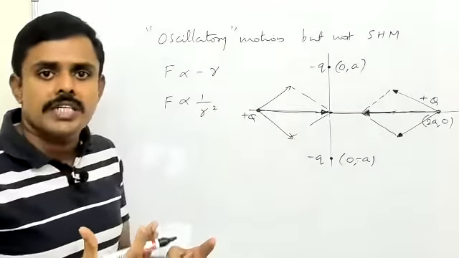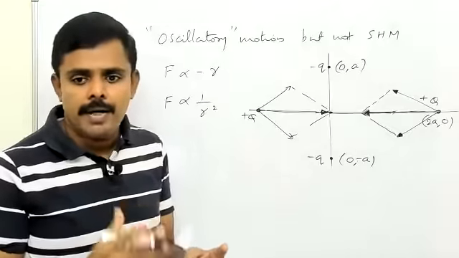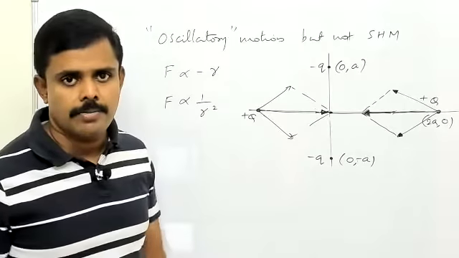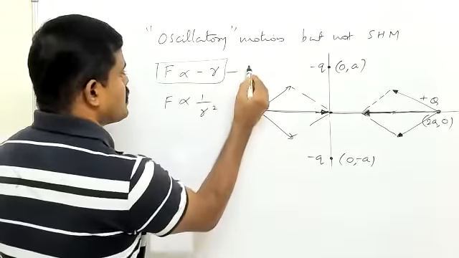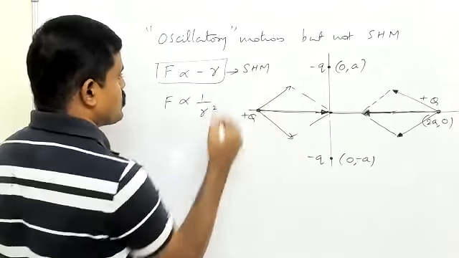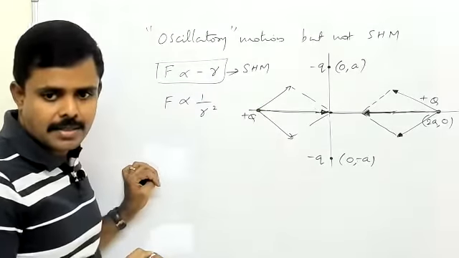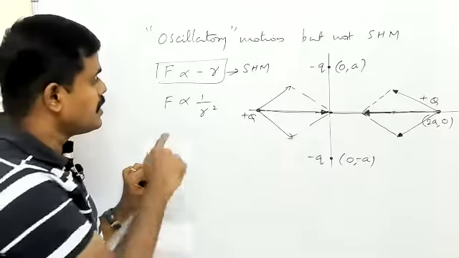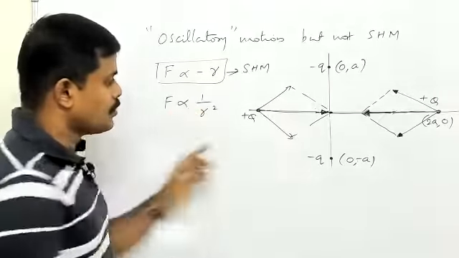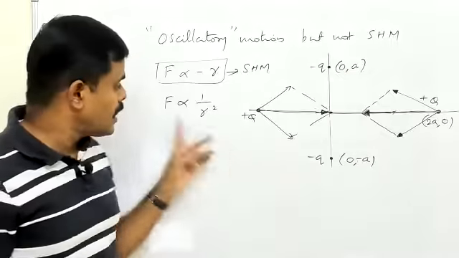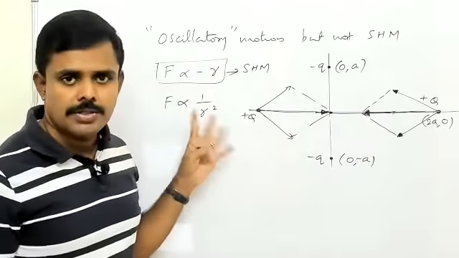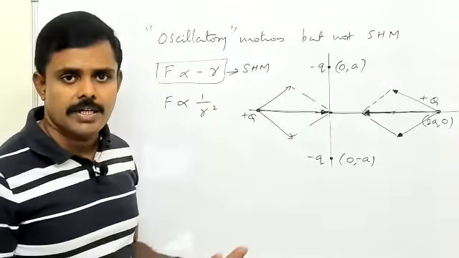Now, the next thing is to check whether it is simple harmonic motion. It is not simple harmonic motion. Why? If it is simple harmonic motion, this condition has to be satisfied: F is proportional to minus r. But unfortunately, here it is Coulomb force. It's all Coulomb force, electricity that we're talking about. F is proportional to 1 by r square. So it doesn't satisfy SHM's condition.